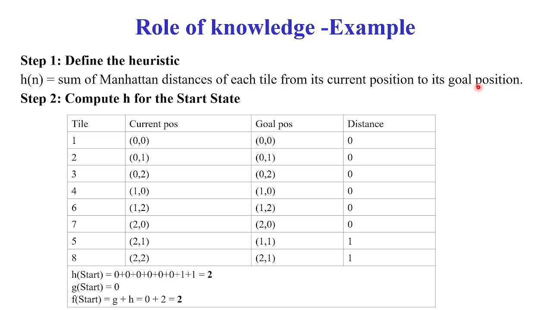Then we add up all those distances across all the tiles. That will be your h of n. Understood? Right. Now we will compute h for the start state with the given initial position.